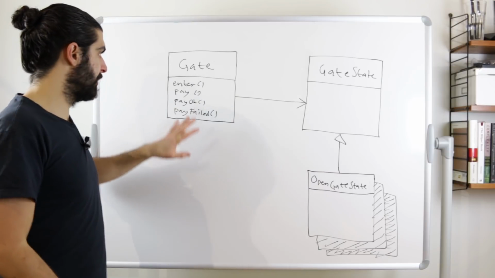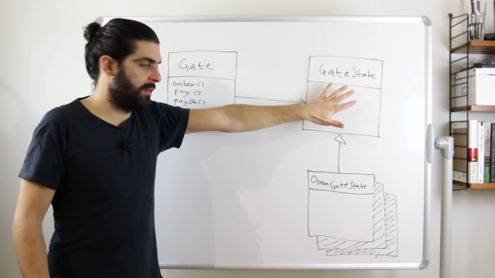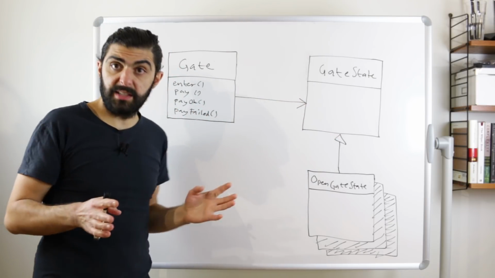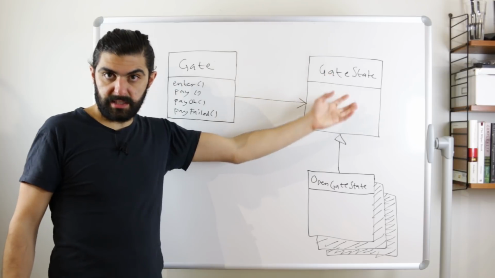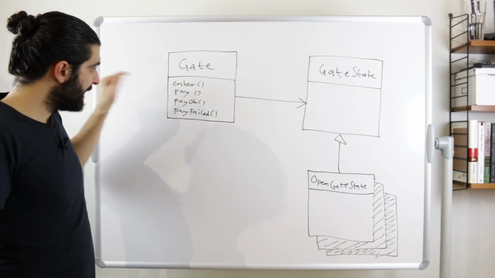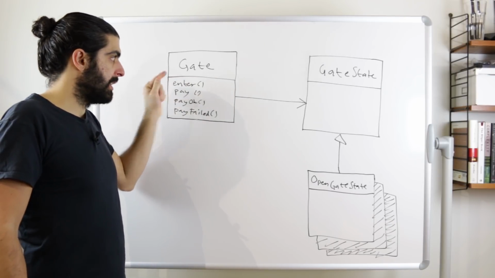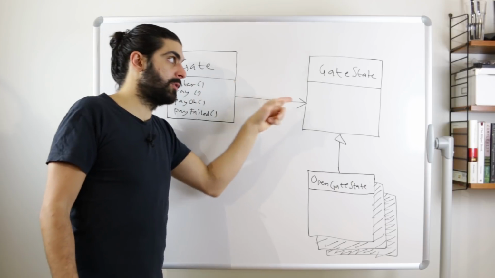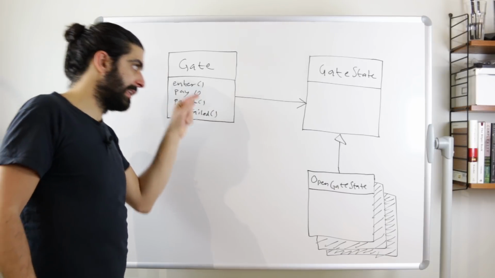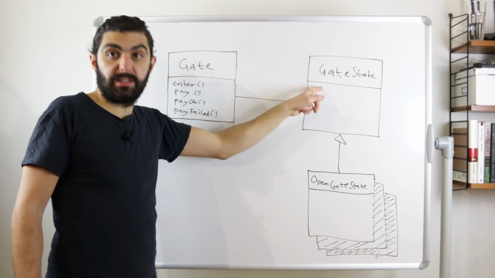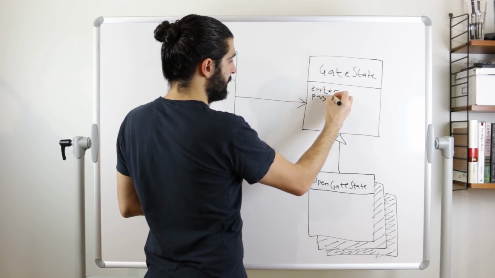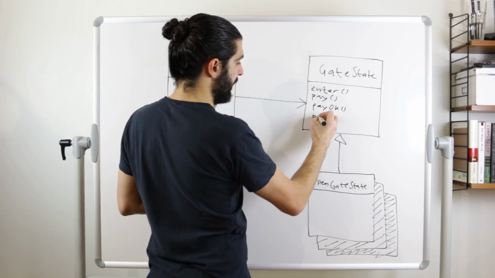Of course, depending on your scenario, you might want to do some things here and some things there, so some things in the context and some things in the specific state. But in this scenario, we will assume that all of the stuff will happen in the state. And what we will do is simply map one-to-one. So when the enter method is called on a gate instance, that gate instance will simply delegate to the enter method of its state. And when the pay method is called on a gate instance, it will delegate to the pay method of its gate state. So I'll just add these methods here as well. So we have enter, pay, pay OK, and pay failed.